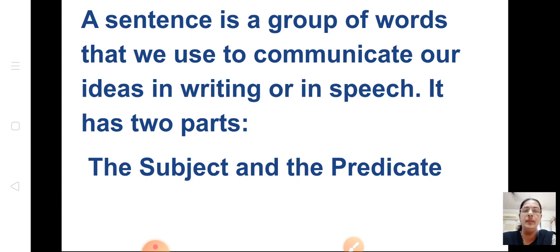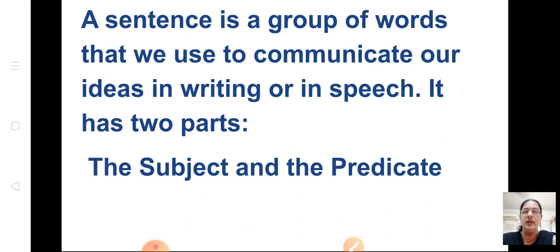So when you want to communicate or when you want to write something, we write in full sentence. We tell you all to write every answer in full sentence. What is the meaning of sentence? It is a group of words that we use to communicate our ideas, in writing or in speech. So this is a sentence. It has got two parts. What are the two parts of the sentence? The subject and the predicate.